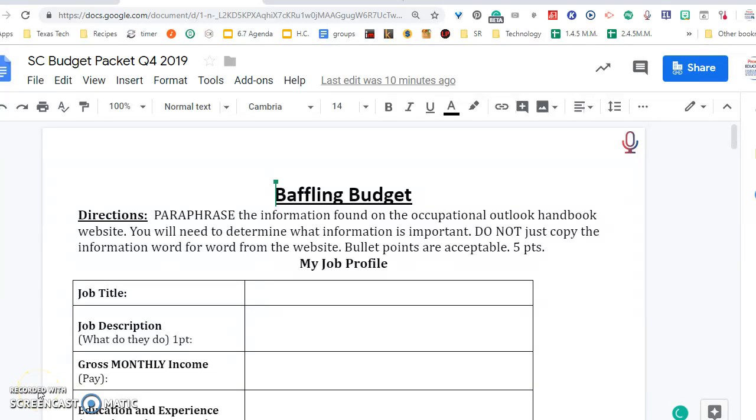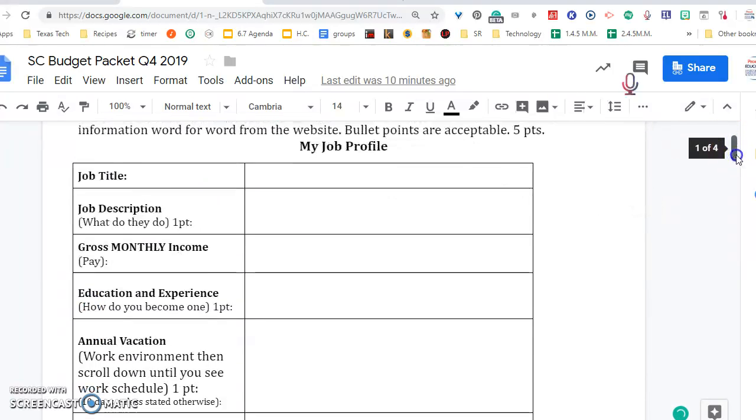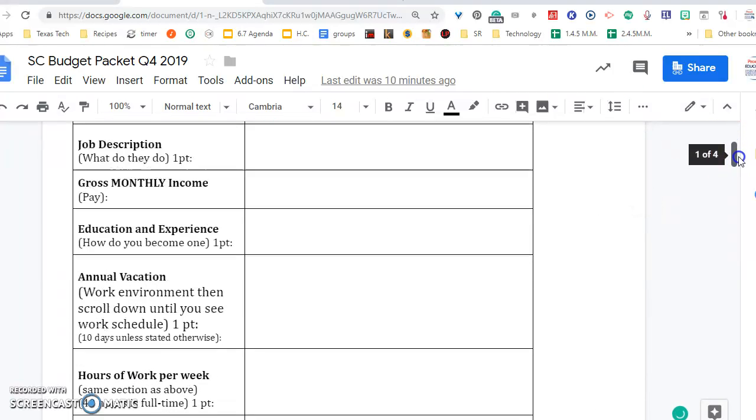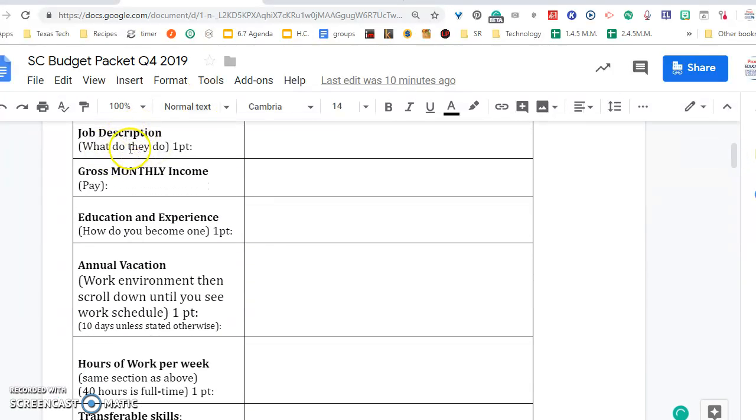Today, we're going to talk about how to complete your bathroom budget project. So first priority is you want to fill in this first page. Paraphrasing, which remember means you're just picking out keywords and phrases to fill in this graphic organizer. I want you to see how all of these things relate between what your responsibilities are, to how much education you need, to how many hours you work a week, and how these all correspond to one another.